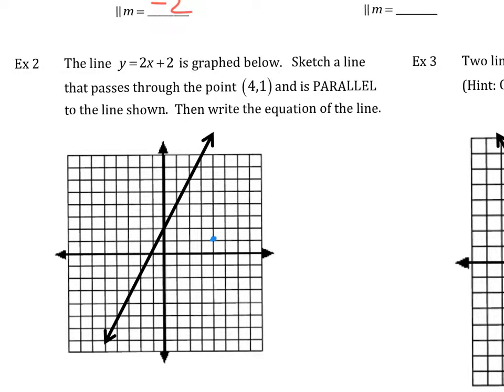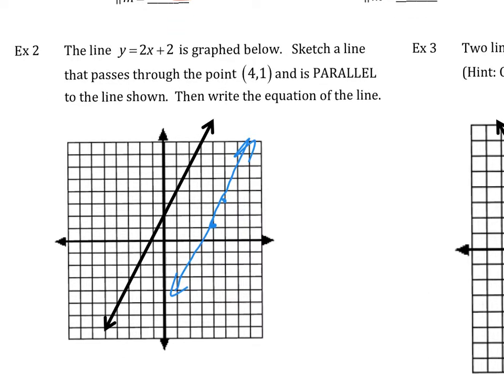Now, if I want this to be parallel, it's got to have the same slope as this line. So I need to count my slope here. So let's see. This line starts there, and I would go up 2 over 1. So my slope is up 2 over 1. So I'm going to do the same thing here. Up 2 over 1, and there's that. And now I can graph this. There we go. There's my line. Okay, it's parallel. It's got the same slope.